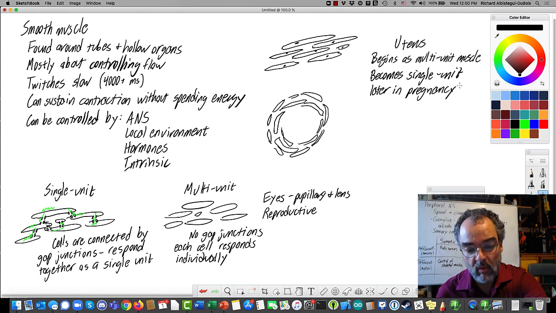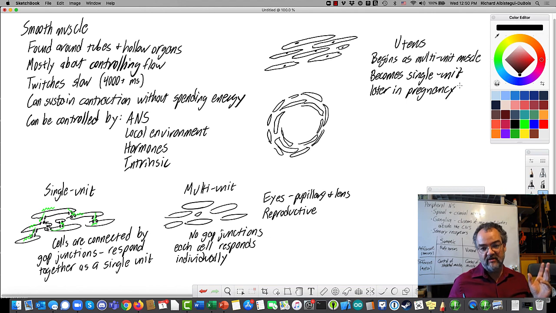Now, what we're going to do next is talk about some examples of these different kinds of control. How autonomic nervous system control works, and then an example of how the local environment might control smooth muscle, and then some examples of hormones and intrinsic control. So that'll be in the second part of this lecture.